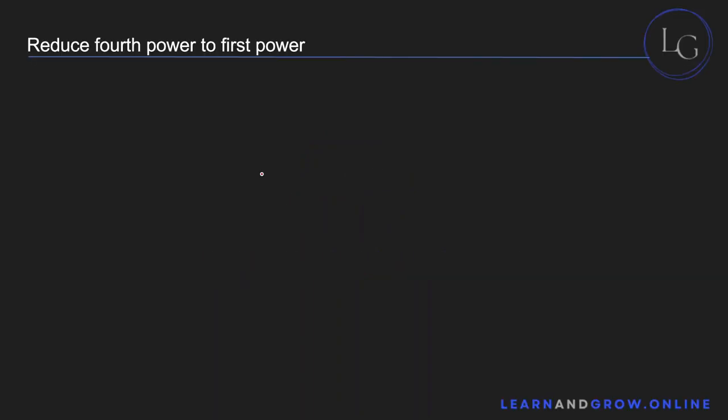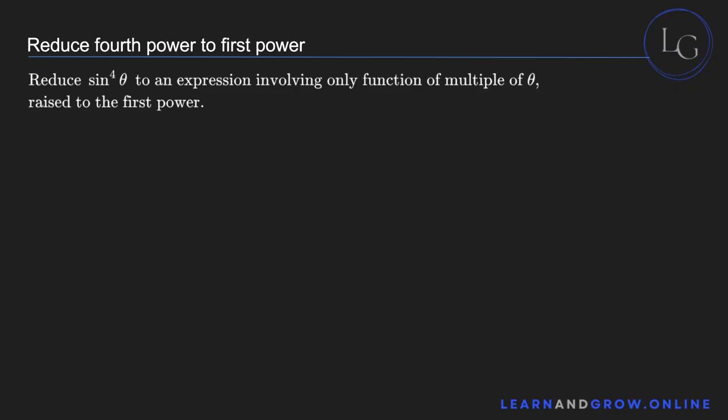Now, let's reduce the fourth power to the first power. So the question says that we have to reduce sine theta to the power 4 to an expression involving only a function of a multiple of theta raised to the first power. So what this means is that basically you need to convert this sine theta to the power 4 into a constant being multiplied with a function of theta.